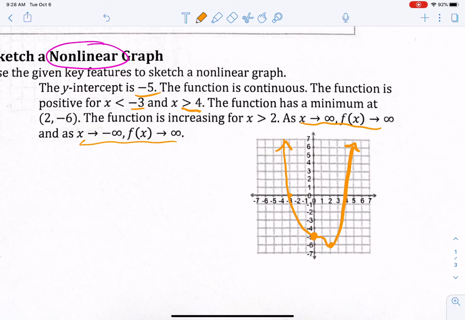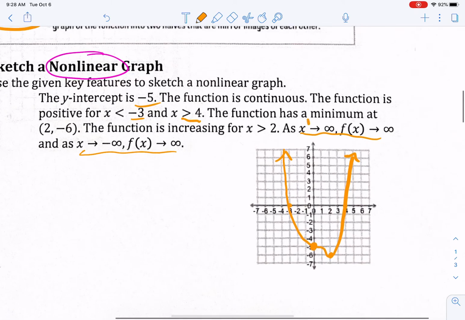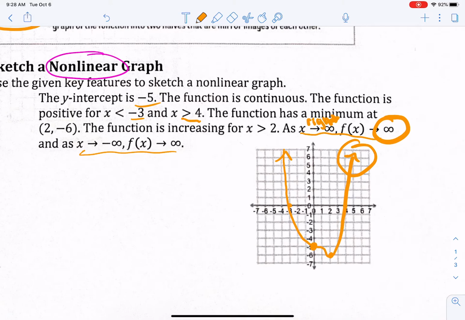So let's check the end behavior. This says as x goes toward infinity, so as x goes to the right, it is going toward infinity, so it's going up. So as it's going to the right, it's going up. That's correct. As it's going to the left, that's what this is saying.